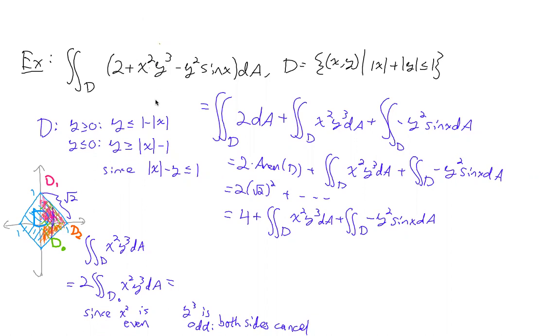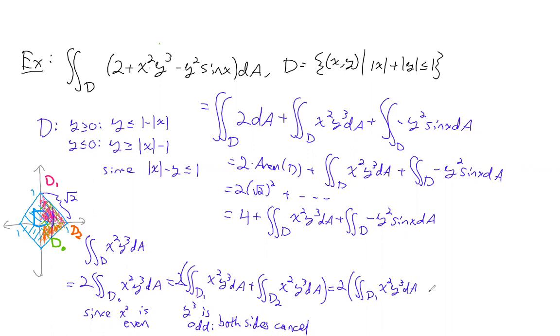So what this comes down to is 2 times the double integral over D1 of x squared y cubed dA, plus the double integral over D2 of x squared y cubed dA. But that's 2 times, and all of this times 2, which is 2 times the double integral over D1 of x squared y cubed dA, minus that same thing, because it's the same behavior as one side on the other, just one of them is negative. So it's minus the integral over D1 of x squared y cubed dA. And that's what I mean when I say this whole thing goes to 0.